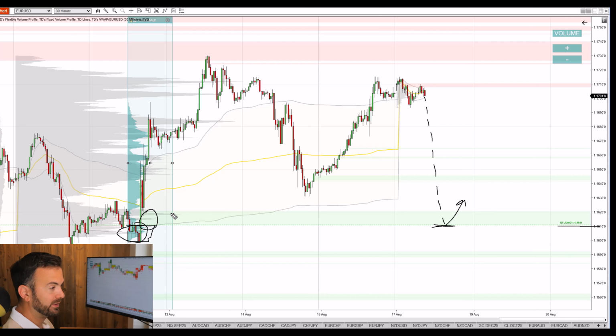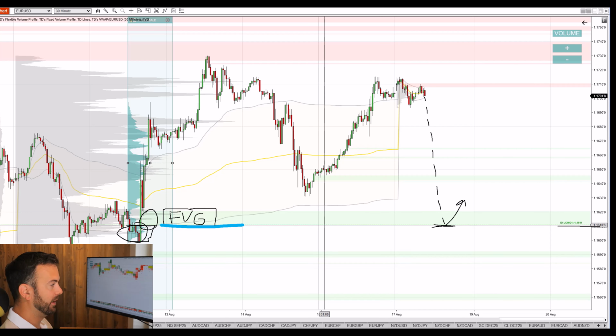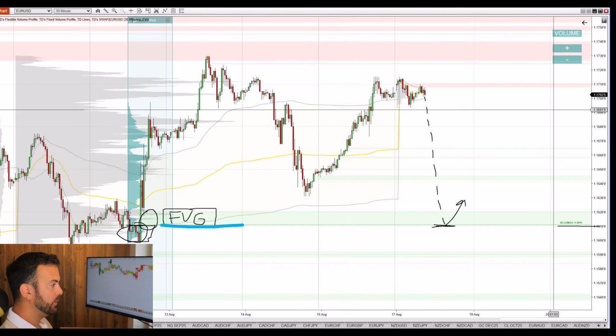And as I was saying, what adds strength to that level is that fair value gap, highlighted in green. That's from smart money concepts. I like to trade from the beginning of a fair value gap, and that's why I have the level exactly at 1.1611. All right, so that's for the euro.